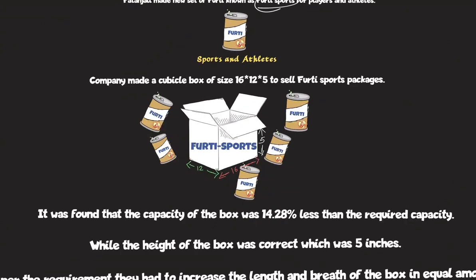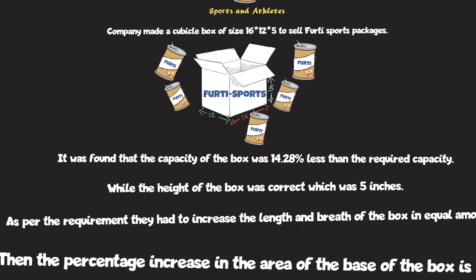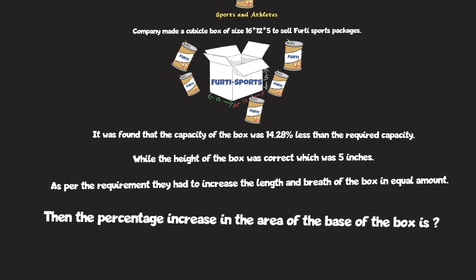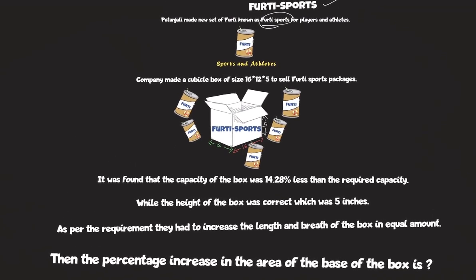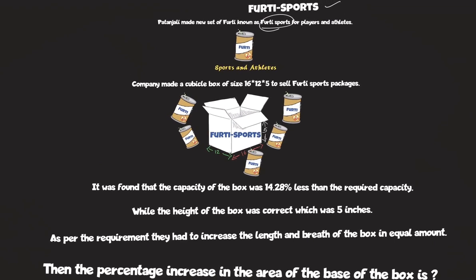Then what happened with this? It was found that the capacity of the box was 14.28% less than the required capacity. While the height of the box was correct, which was 5 inches as per the requirement, they had to increase the length and breadth of the box by an equal amount. They made a box of 16 into 12 into 5, length into breadth into height, but then found that the capacity of the box is 14.28% less than the required capacity.